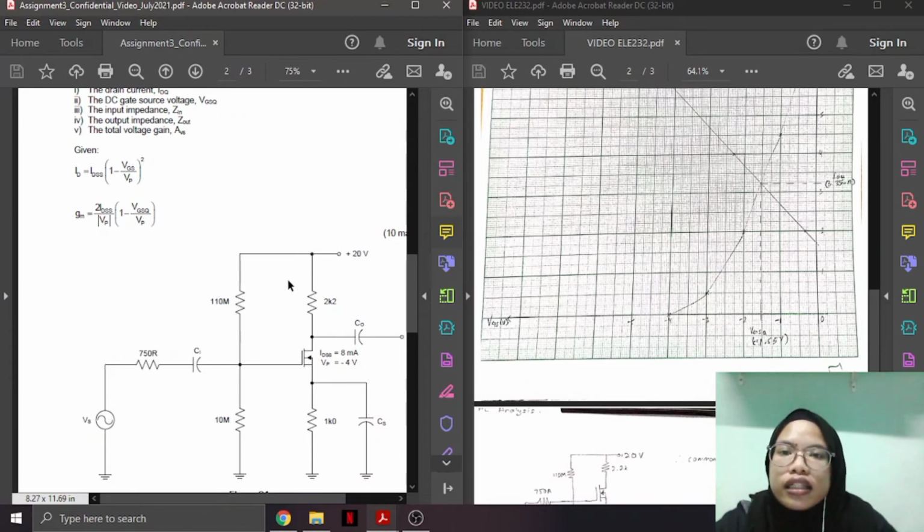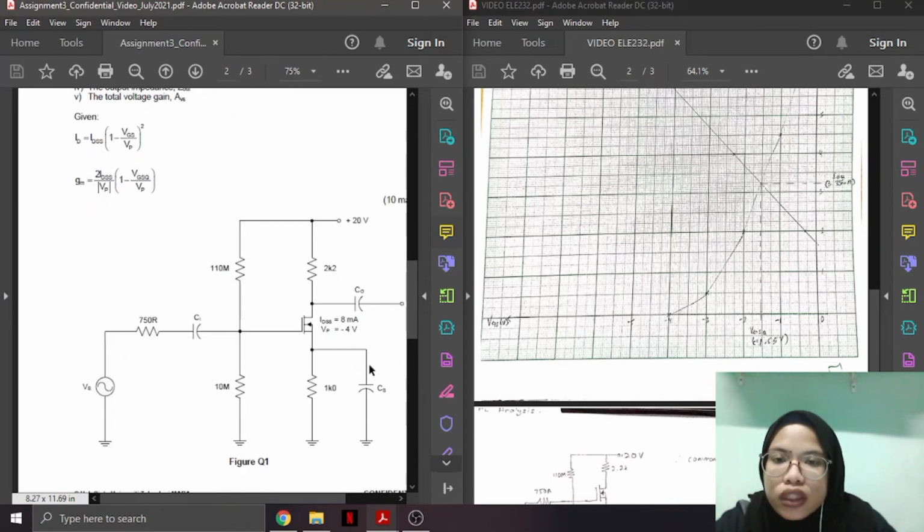However, in AC analysis, we need to short circuit all of the capacitors. So we need to short circuit this capacitor, and also this capacitor. What can we get when we short circuit all of the capacitors? We will need to use this resistor. Before this, we didn't use this resistor. Now we will use this resistor.